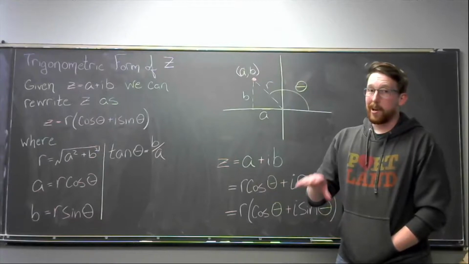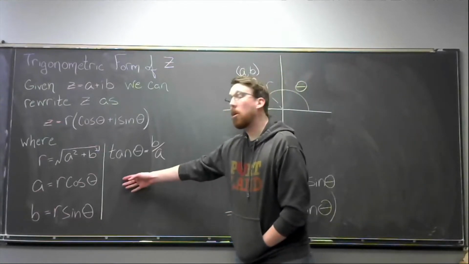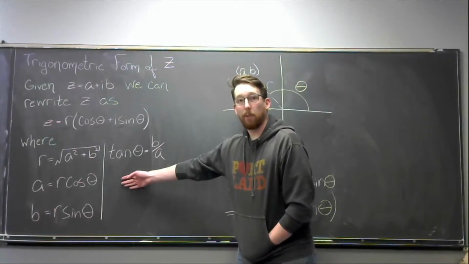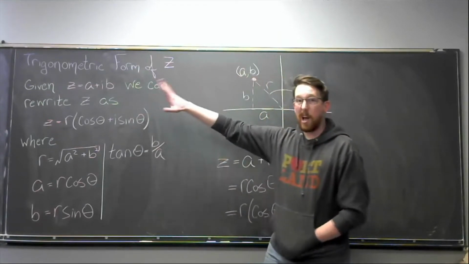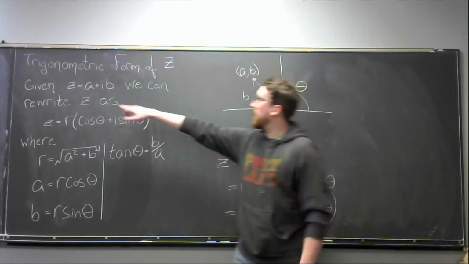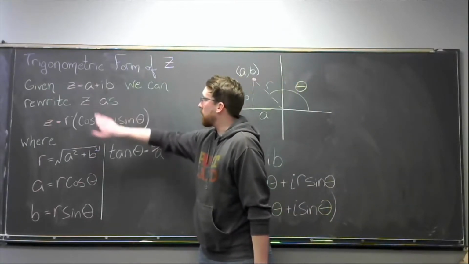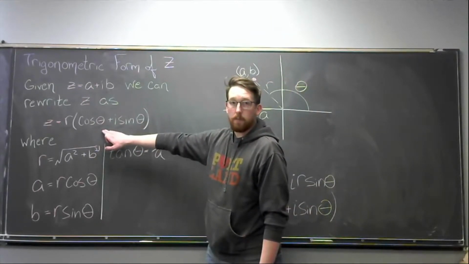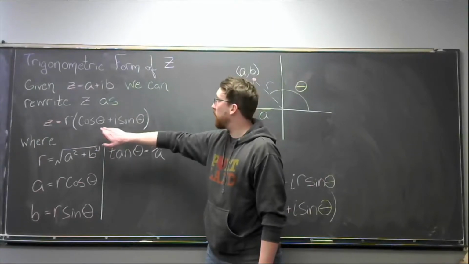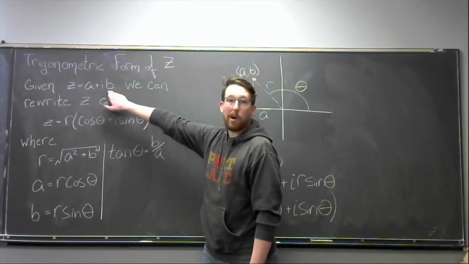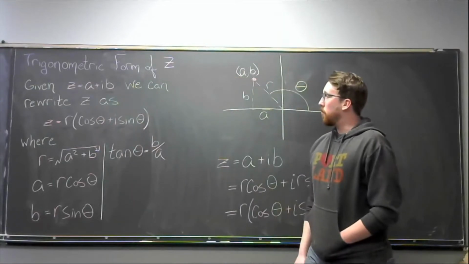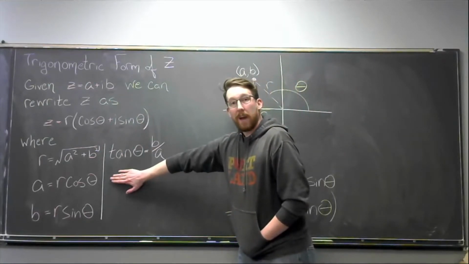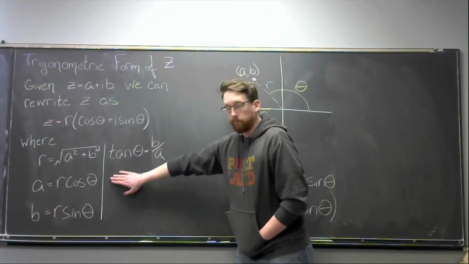Having said that, we need to remember we have to keep all of these properties the same, right? So we can move back and forth between the two of these, however we want. We could be given a plus ib and turn it into the trigonometric form, or we can move from the trigonometric form into our traditional form, our standard form. But to do so, we have to keep these things true.